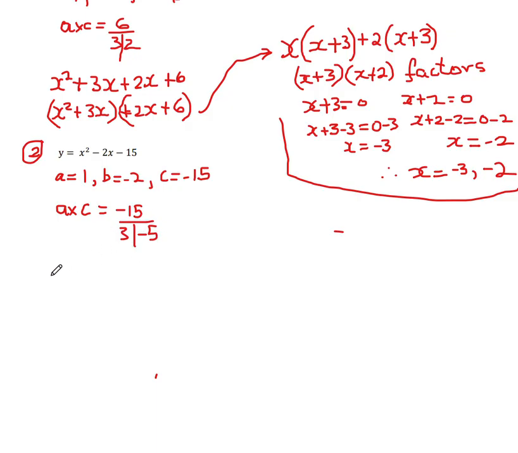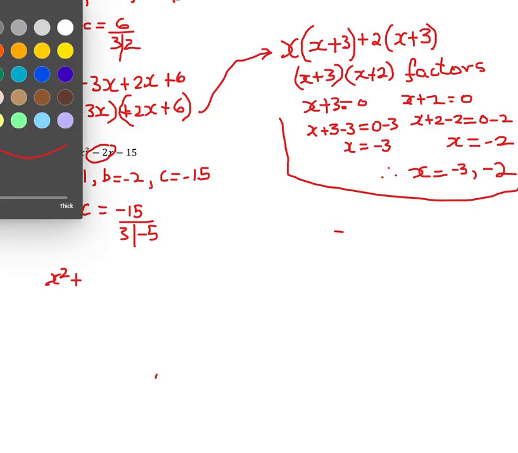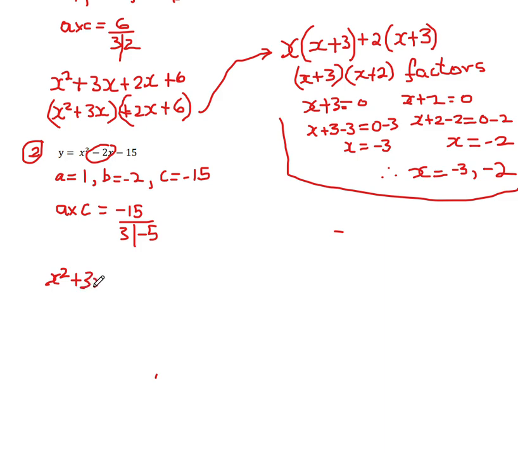So what we will now do, as illustrated before, is to use these two numbers that we have come up with to replace the middle term, that is the negative 2x. So we're going to have x squared plus 3x, that is this 3 here. And then we're going to say minus 5x. Because we are replacing a term in x, which is the negative 2x, then it is necessary for these terms to also have x. So it's going to be x squared plus 3x minus 5x.